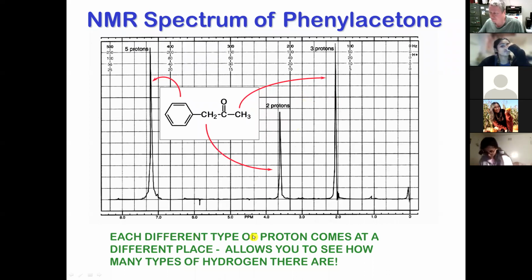Okay, so every different type of proton comes at a different place. It allows you to see how many types of hydrogens there are, right? And from just looking at this, you can say, well, we have 3 kinds of hydrogens. We got the benzene, we got the CH2, we have the CH3. That's cool. And we're going to take this a million steps further.